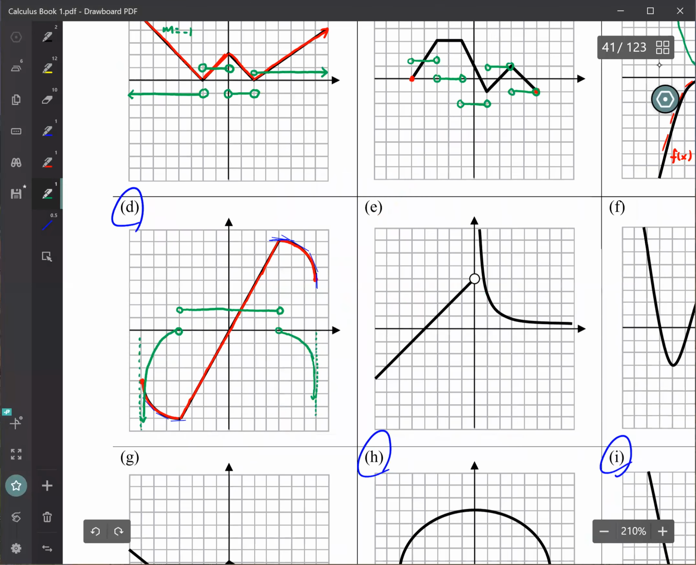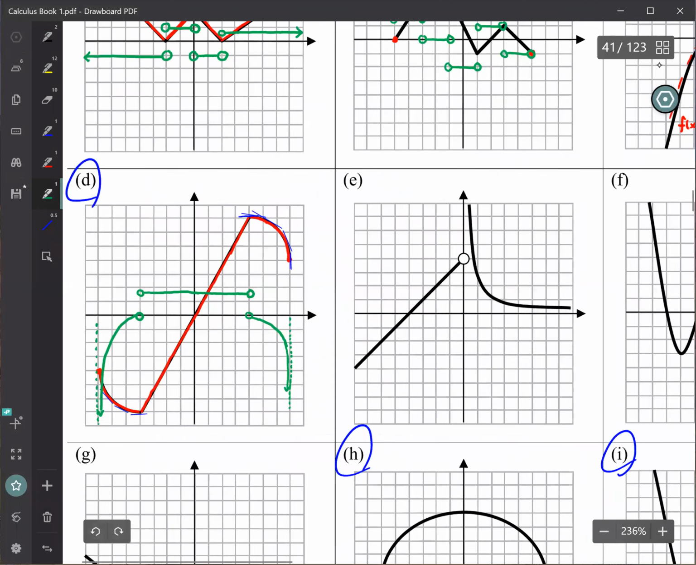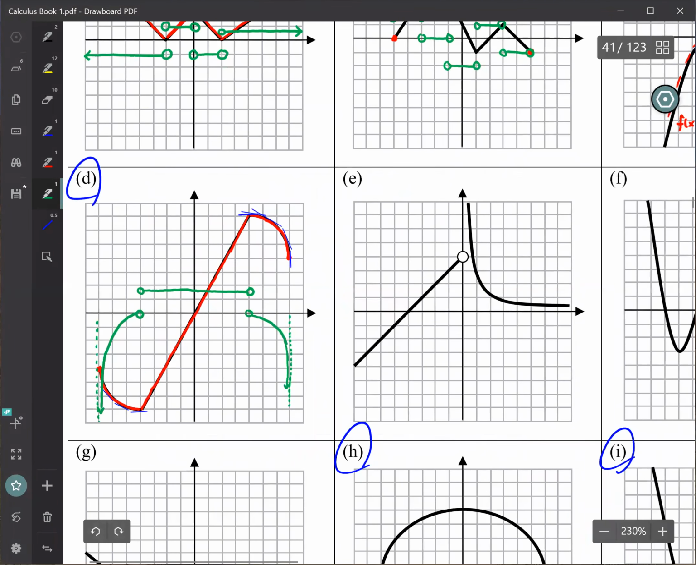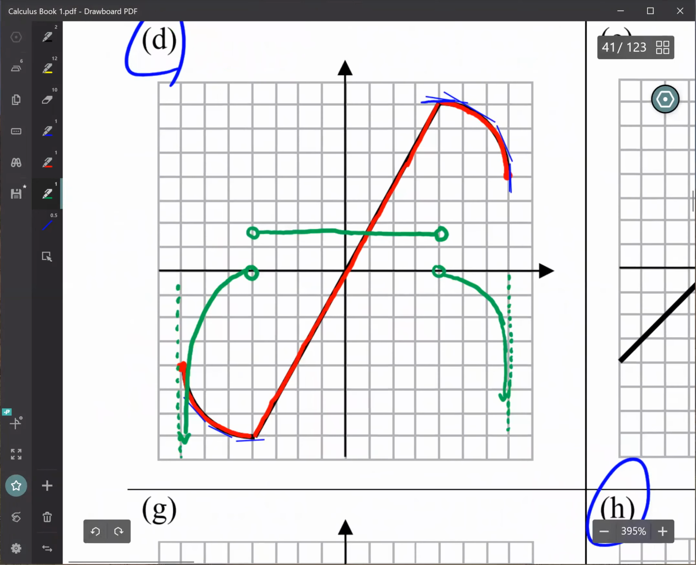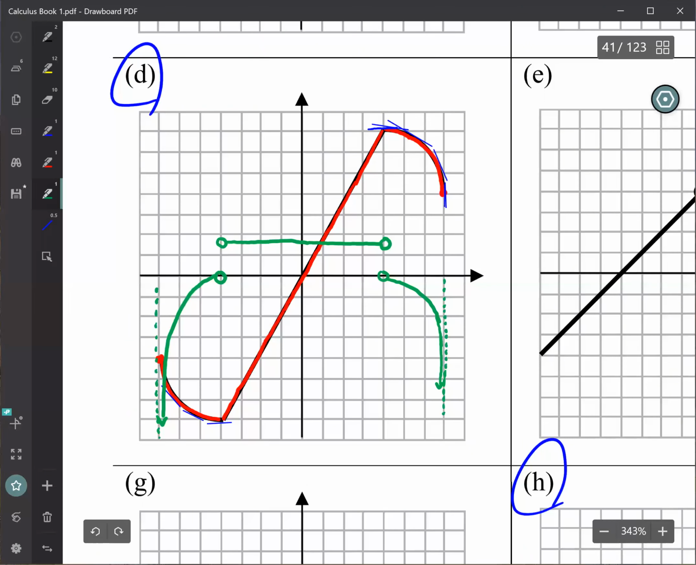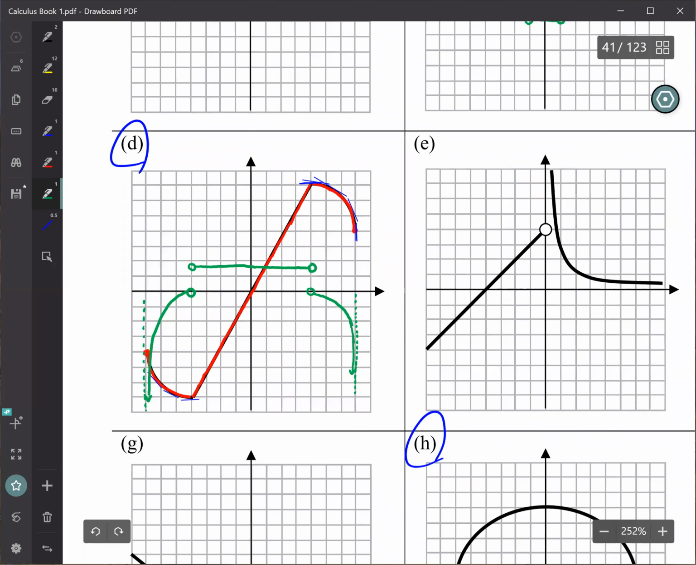Okay, so let's try another curvy one. If you get the answer for E, please raise your hand. Okay, I'm kind of confused now. Oh wait, never mind. Anyone who has a question about D, let me know. If you finish E, please raise your hand.